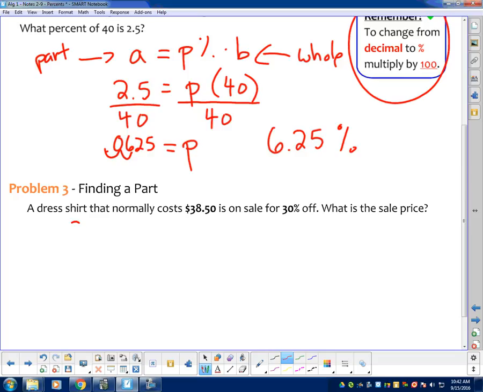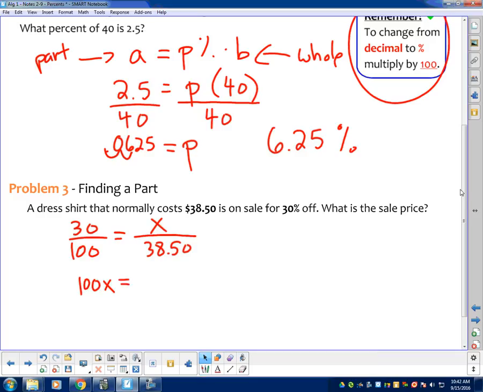So 30%, that's half of my proportion, 30 over 100, percent over 100, equals, and so the dress shirt normally costs $38.50. I'm going to be finding the part. The whole, or the actual original price, is $38.50. So I know the $38.50 goes on the bottom because it is the original price, and I'm just finding the part that I'm going to take off from the $38.50. So if we cross multiply here, I have 100x.